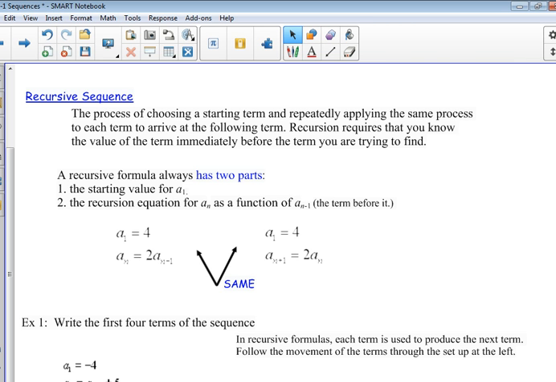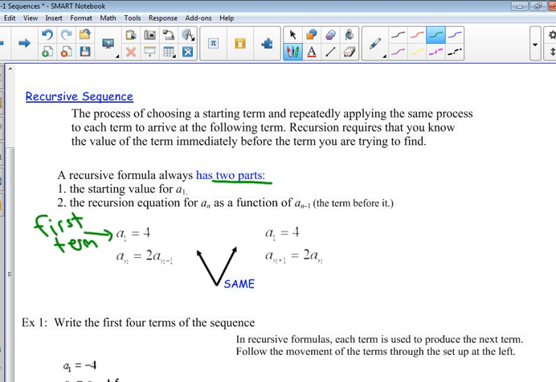A recursive sequence has two parts. Okay, this is pretty important. It's a little different than the one you guys saw yesterday because in your formulas yesterday, you just got the formula. In a recursive sequence, they always tell you what your first term is. So they're going to give you what a sub 1 is to start, which is kind of nice. And then they give you a formula part.